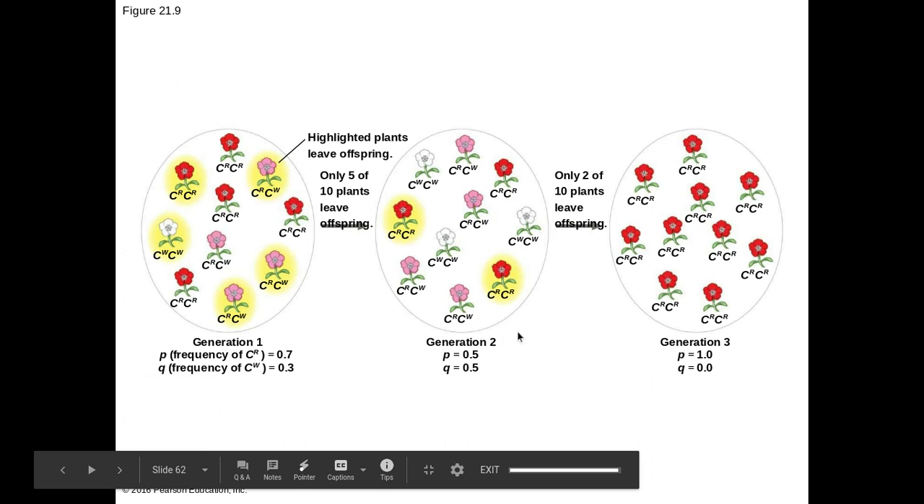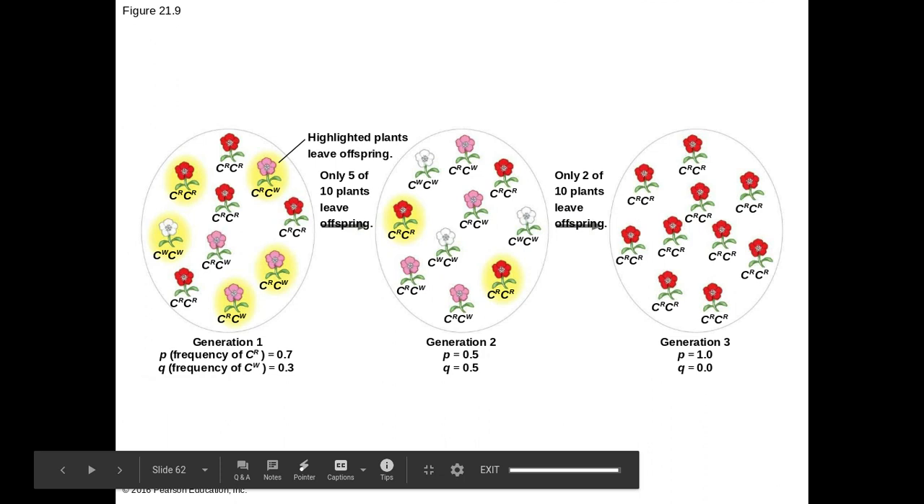Now let's pretend that out of this group, only two of these have offspring. They both happen to be red, homozygous dominant, right? Now, when those plants reproduce, all we end up with is the homozygous dominant trait. We've eliminated these other traits from the gene pool, the CW allele.